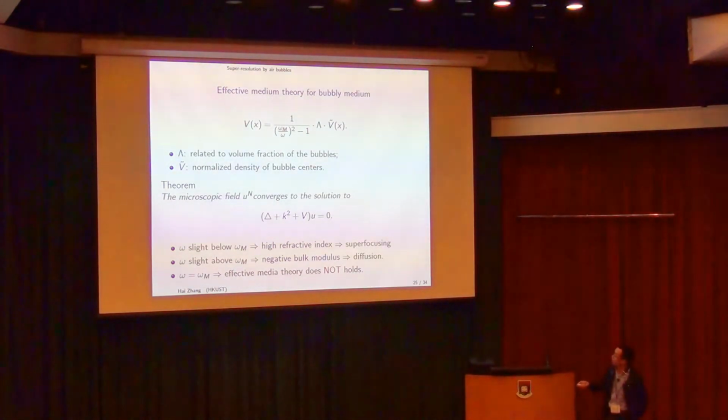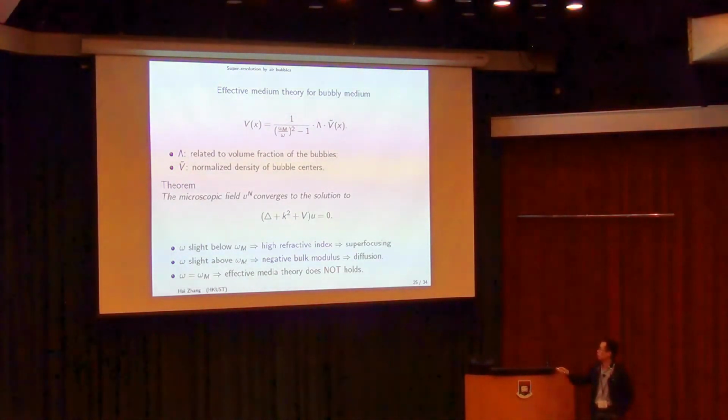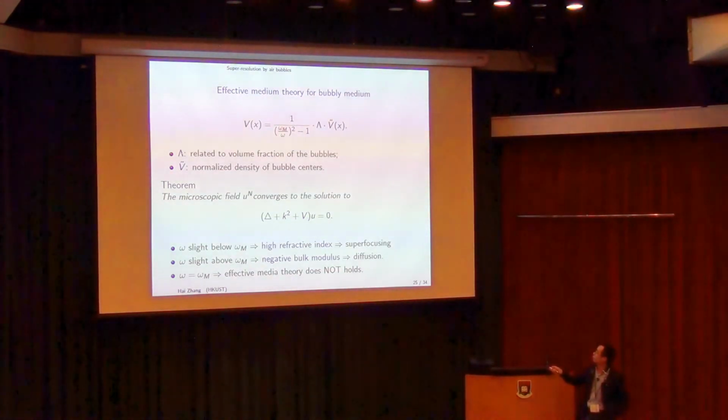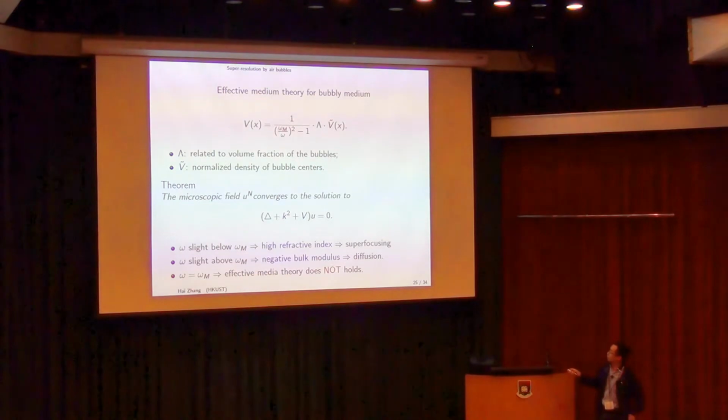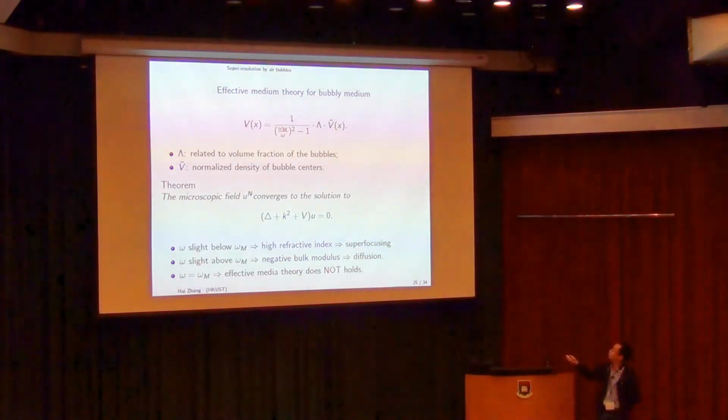Actually, I can show that under some assumptions, which are technical assumptions, the microscopic field U_N converges to a macroscopic field U. Here is the effective parameter V. It's very interesting if you look at the form, at the expressions. This lambda is related to the volume fraction of the bubbles, and this V tilde is related to the normalized density of the bubble centers.